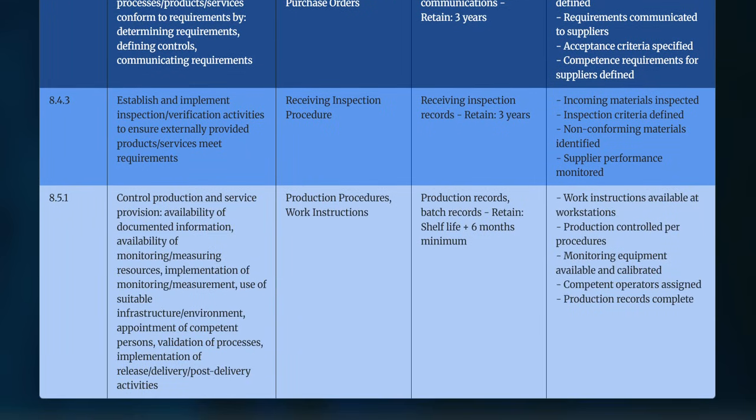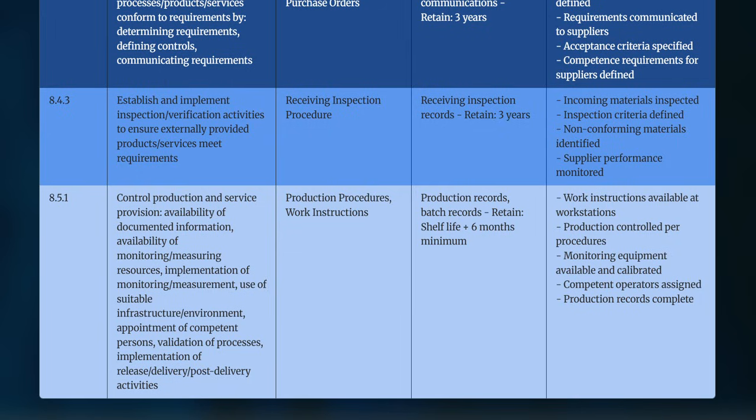And then we move to clause 8.4.3. It requires you to establish and implement inspection and verification activities to ensure externally provided products or services meet the requirements. So the documents you need to have here: you need to have a receiving inspection procedure. And along with the inspection procedure, you need to have records of receiving inspection and retain them for 3 years. Examples of those requirements that you can use as audit evidence include incoming materials inspection records, inspection criteria being defined, nonconforming material being identified, and supplier performance being monitored.